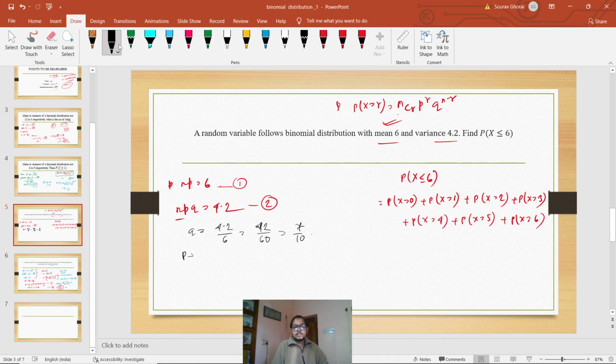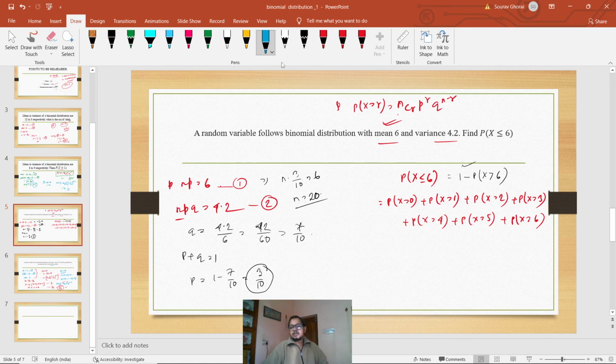And if we use the result p plus q is equal to 1, we can find the value of p is equal to 1 minus 7 by 10, that is 3 by 10. If we put the value of p in this equation, we get n into 3 by 10 is equal to 6, so n is equal to 20. Now you can see that P(X ≤ 6) can also be written as 1 minus P(X > 6).